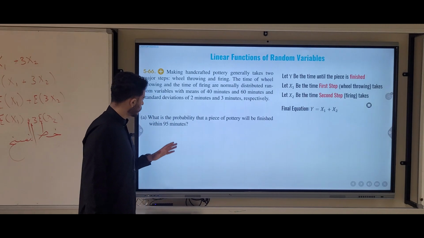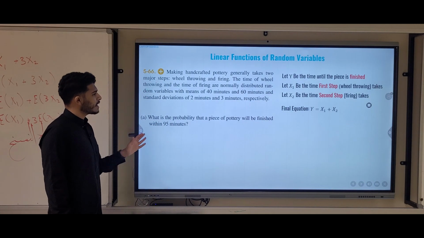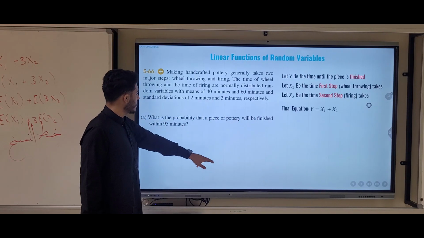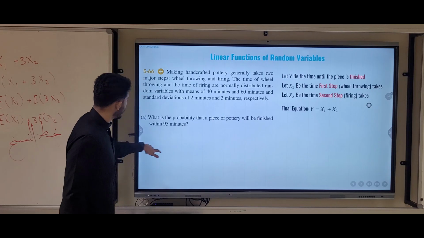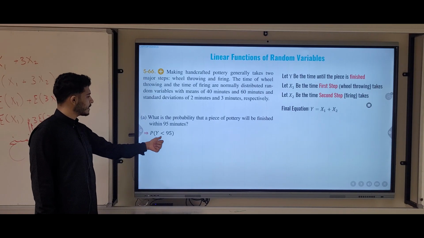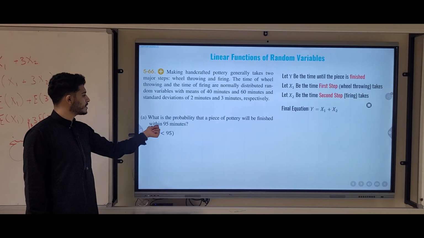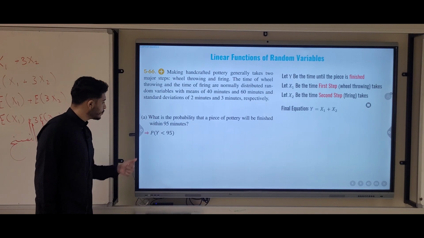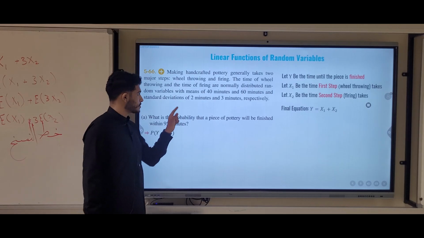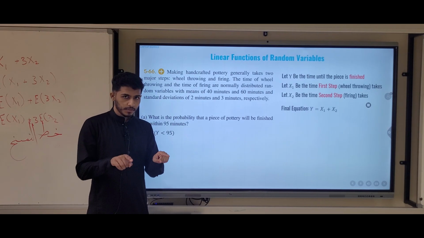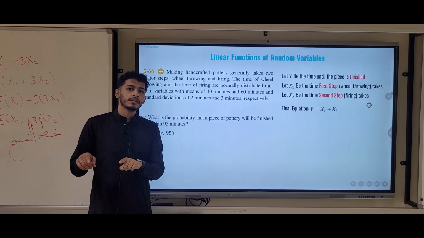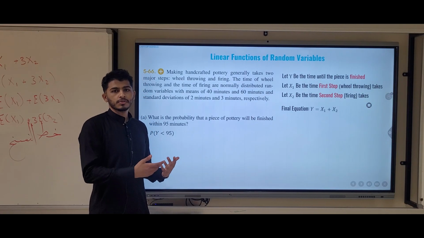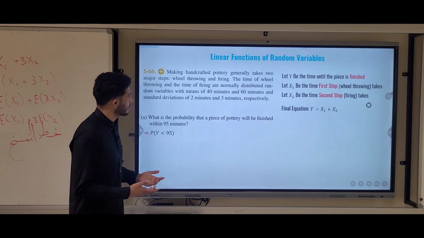Okay, so in order to solve this, since we have a random variable to denote all of this, we know that the expression we need to solve is the probability of capital Y being less than 95, because it will be finished within 95 minutes, so it's going to be either 95 or less. And we know that this is normally distributed because both random variables are normally distributed, and adding two normally distributed random variables would eventually lead to a normally distributed random variable at the end.